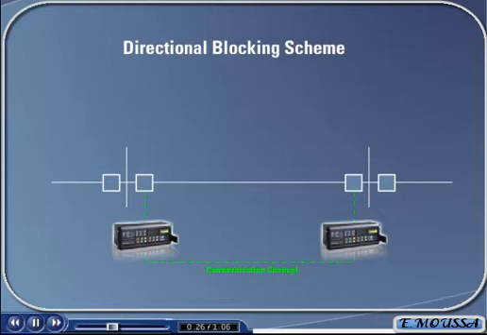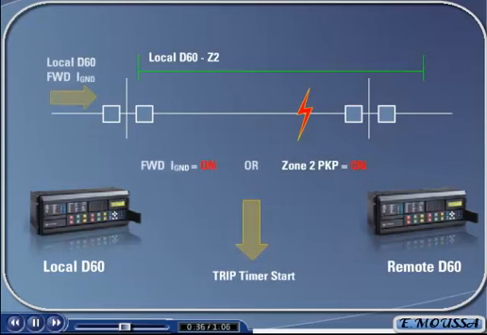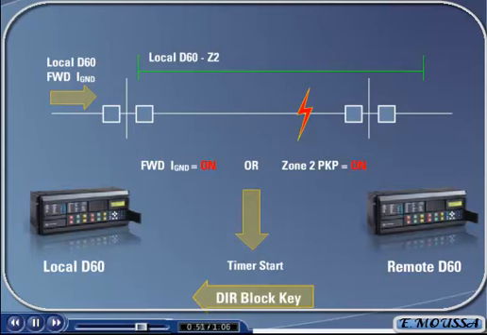In the directional blocking scheme, the local distance relay has an additional delay timer that is started by the detection of either a fault inside its Zone 2 area of protection, or the detection of ground current flowing in the forward direction. This timer is set considerably shorter than the normal Zone 2 delay. When this additional timer expires, the local distance relay will trip the local breaker unless it receives a block message or key from the remote distance relay.